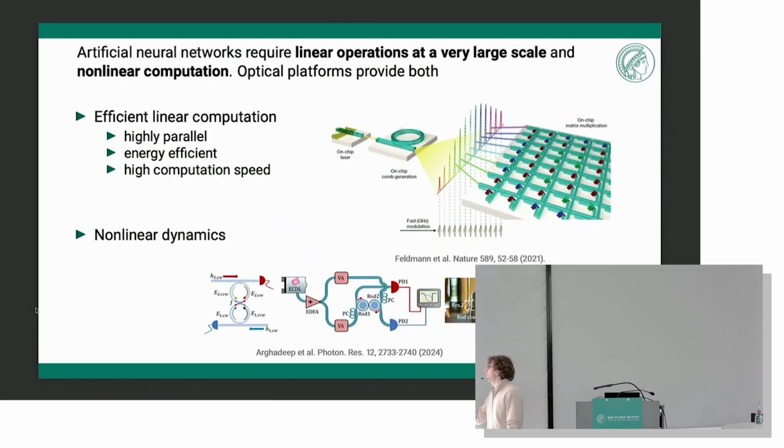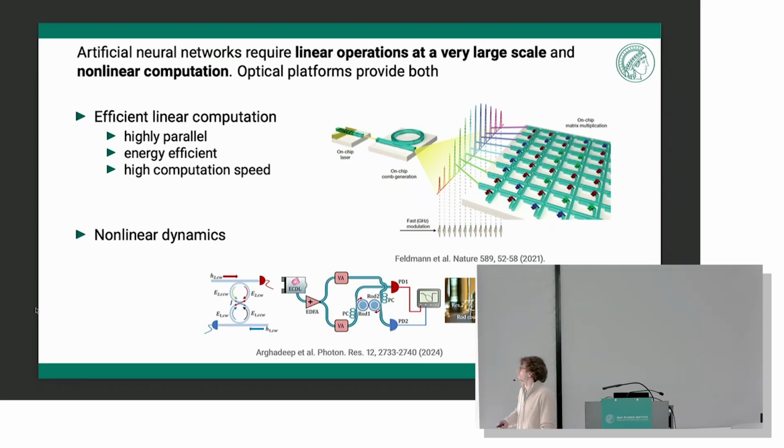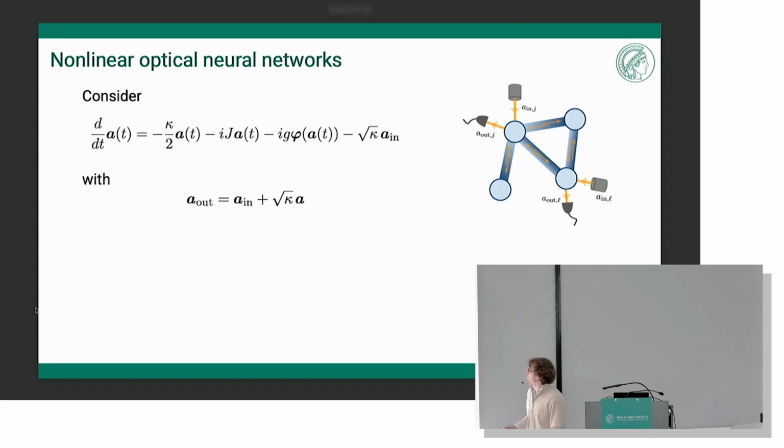And our main application we had in mind was, of course, optics. Why optics? Because you can support efficient linear computation, but also in principle nonlinear dynamics, and these are the two main ingredients for artificial neural networks. So it's kind of natural. So mathematically, what you can think of is, in general, you have an input-output system. You have a set of optical modes. Here A is a vector, and it evolves in time with this ODE.